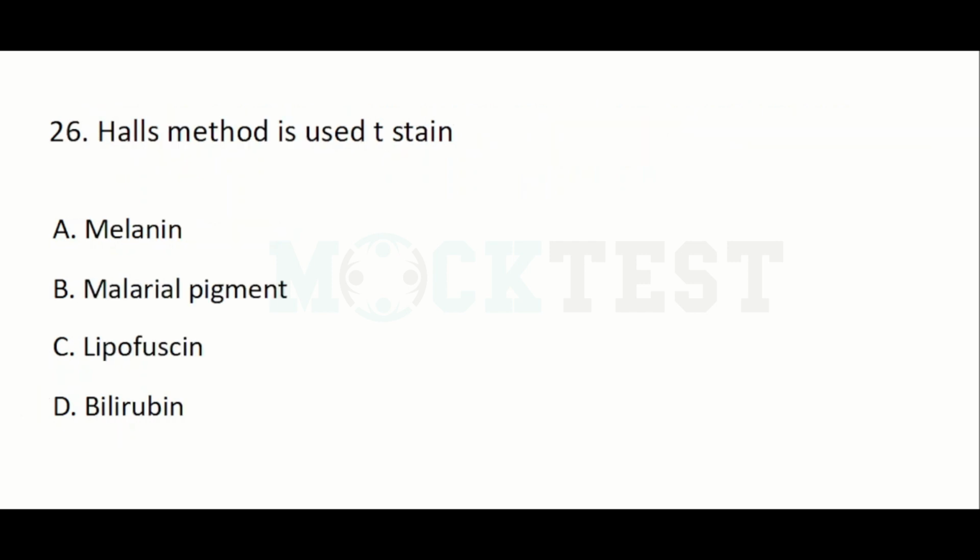Next, Hall's method is used to stain option A, melanin, option B, malarial pigment, option C, lipofuscin, option D, bilirubin. Option D, bilirubin. Hall's method is used to stain bilirubin.